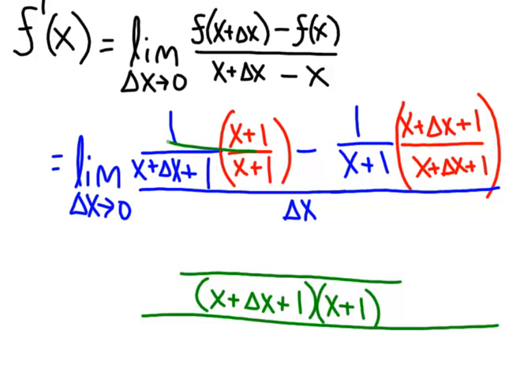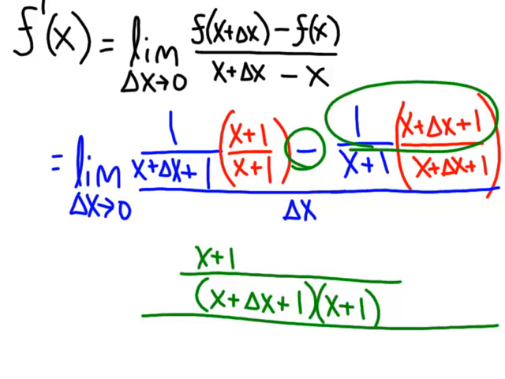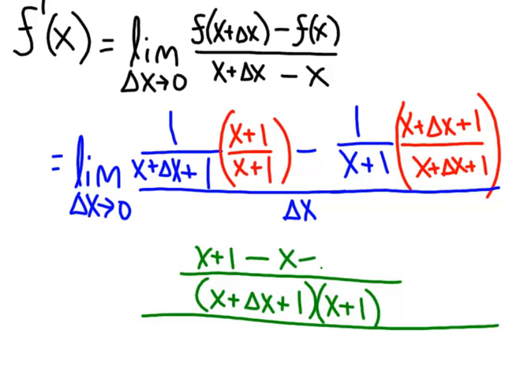So the x plus 1 here gives me x plus 1. And then when I subtract the x plus delta x plus 1, remember, I'm subtracting it. I need to distribute that negative. So that's going to be minus x minus delta x minus 1. Pause, let that sink in. That's a huge point if you don't catch it. Make sure you pause it and study that and see why that is. And again, that's all over delta x.